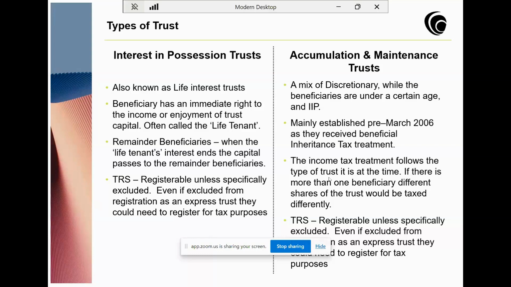And then we have accumulation and maintenance trusts, which you might also hear of. These were more commonly set up before 2006 as they had IHT benefits. The trusts are usually discretionary up until a certain age, usually between 18 and 25. And then at that point, the beneficiary will receive an interest in possession in the income of the trust, but the assets will still stay in that trust until they pass away, and then it will pass to the remainder beneficiaries at that stage.